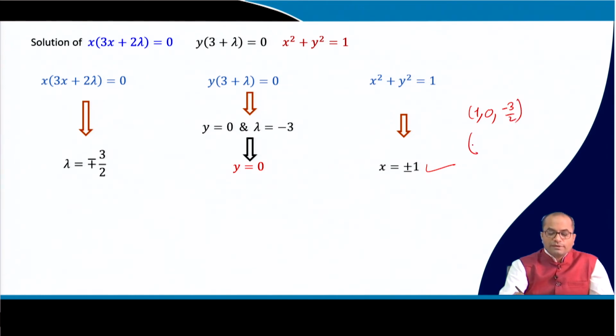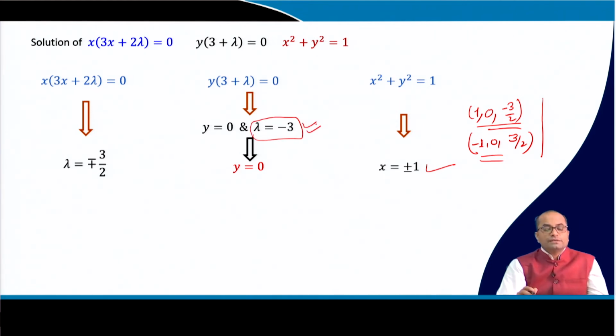The second point we are getting is minus 1, then 0 and here 3 by 2. So, these 2 points satisfy all the 3 equations. That is what we have found so far, but we have to further look at the other possibilities. For instance, here lambda can be minus 3, and this equation will be 0. So, let us take that lambda is equal to minus 3.